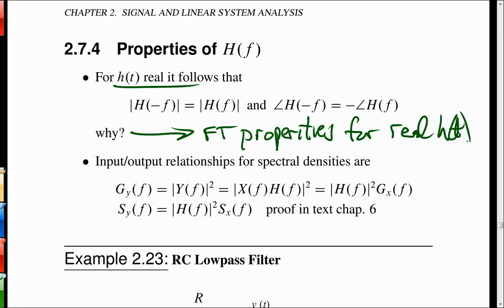Other properties involving spectral densities would be the energy spectral density at the output is the magnitude squared of the frequency response times the energy spectrum at the input, and the power spectral density would pick up the magnitude squared of the frequency response times the input spectrum.